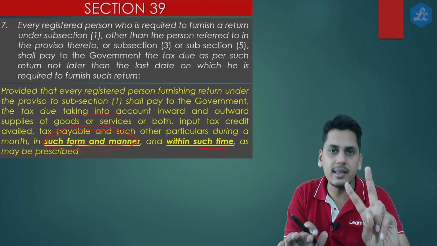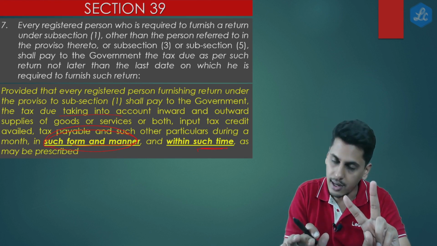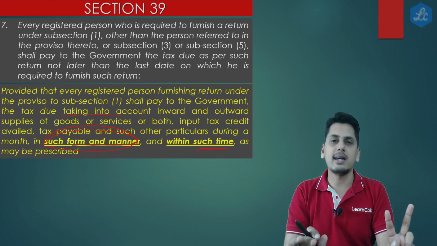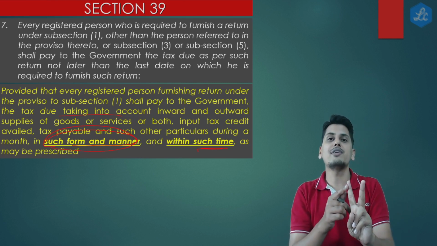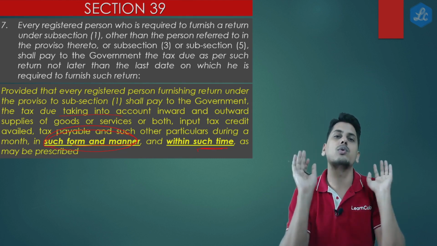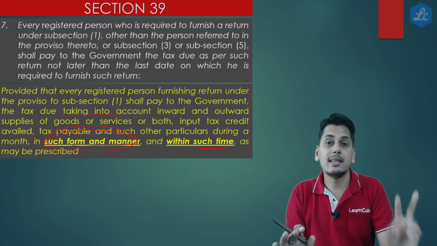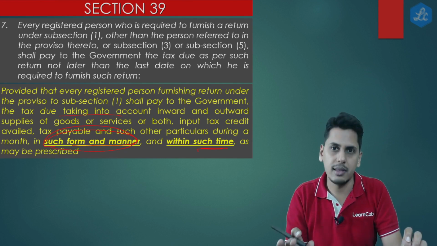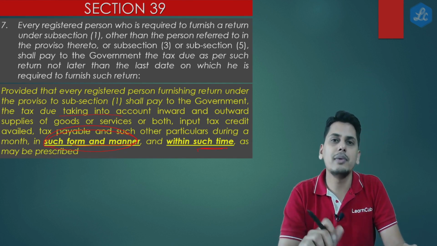Friends, there are two methods under the QRMP scheme. One is the self-assessment method, which we have already seen, which means you do the regular thing as you would do in the monthly filing. The second one is the fixed sum method. Let's have a look. What do we mean by fixed sum method?